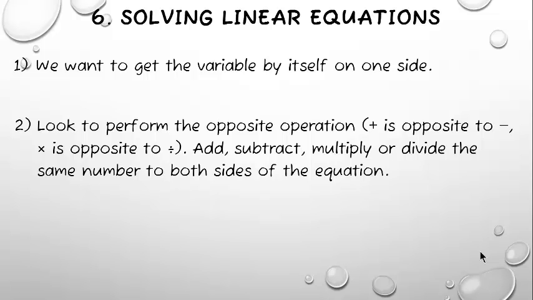Okay, so add, subtract, multiply, or divide the same number to both sides of the equation. So that's what we're doing. We're performing opposite operations using add, subtract, multiply, and divide, but we need to make sure we do it to both sides of the equation. We can think of an equation like a balancing beam. We need to make sure it stays even, and that's done by doing the same thing to both sides.